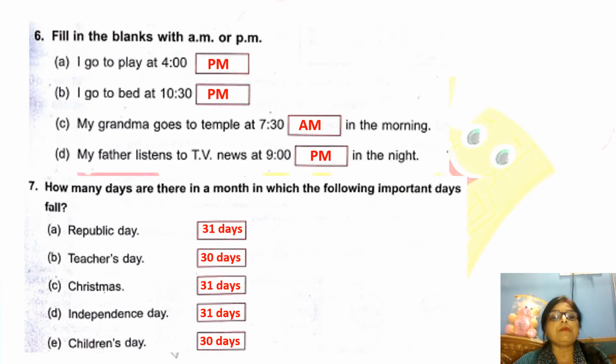Now, question number 6. Fill in the blanks with AM or PM. I go to play at 4. Definitely it will be PM because early in the morning we don't go to play. So your answer is PM. I go to bed at 10:30. Its answer is PM because at 10:30 AM we don't go to bed, we go to school. So 10:30 PM is the right answer.